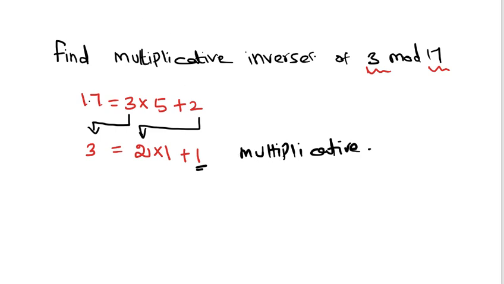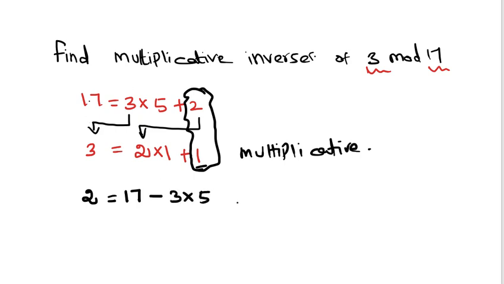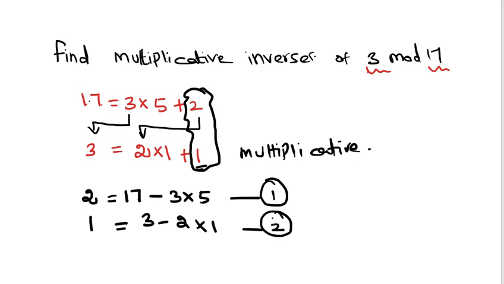I am marking these two values, the last values 2 and 1. Based on this I am going to rewrite the equations. The first equation, I am considering this 2. So 2 equal to this 17, taking this to that side, that is 17 minus 3 into 5. Mark this as equation number 1. Similarly the other one: 1 equal to this 3 minus 2 into 1. Mark this as equation number 2.